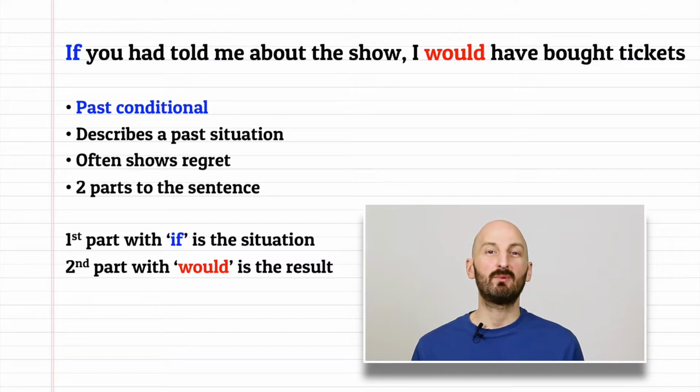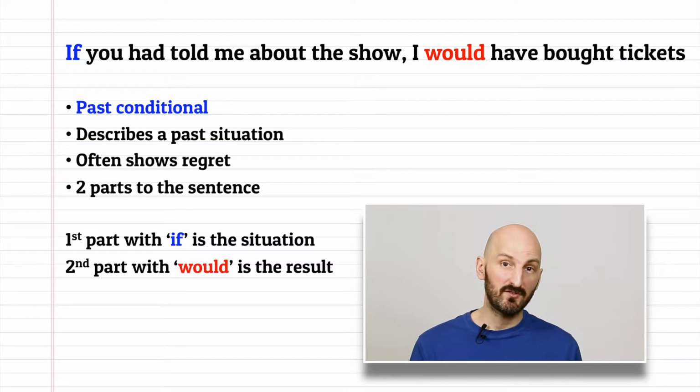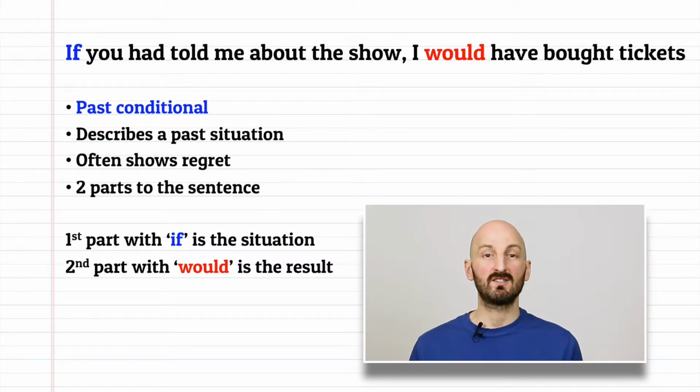Again, it's made up of two parts. The if part, if you had told me, describes the past situation, and the second part, I would have bought tickets, describes the result of the if part in exactly the same way as the other examples we've seen. So let's think. How many parts to the sentence? 2. Are they connected? Yes. Which part describes the situation, the if part, and which part is the result, the would have part? Is it past, present, or future?